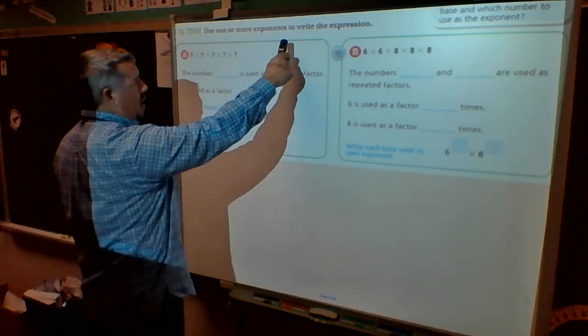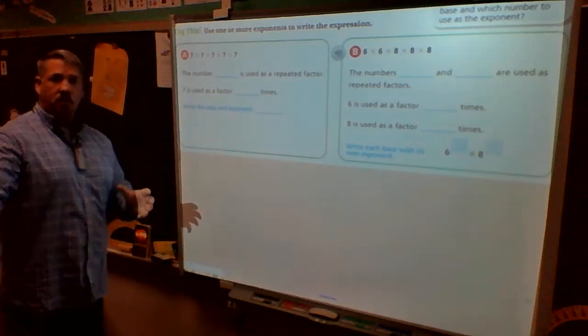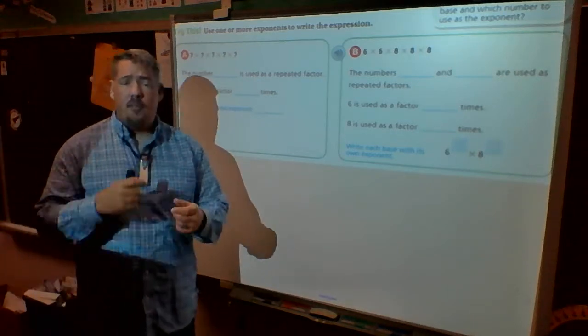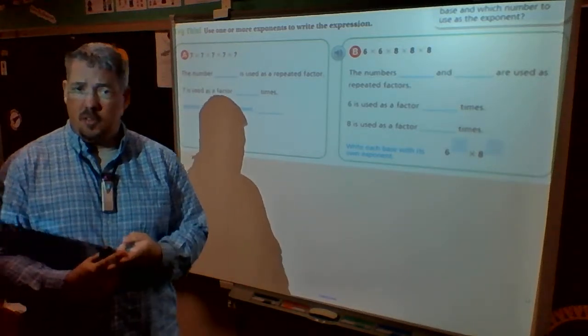Well, let's look at these practice problems. Use one or more exponents to write the expression. So once again, we have expressions and we have equations.